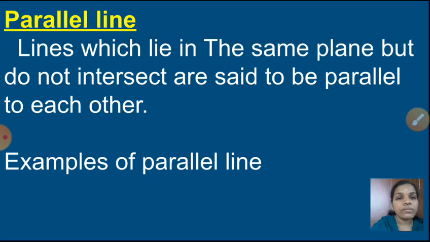Parallel lines. See here, lines which lie in the same plane but do not intersect are said to be parallel to each other. So two lines which lie in the same plane but do not intersect, and at the same time the distance between the two lines is always the same, are called what? Parallel lines. I will show you now how parallel lines look, with examples of parallel lines.